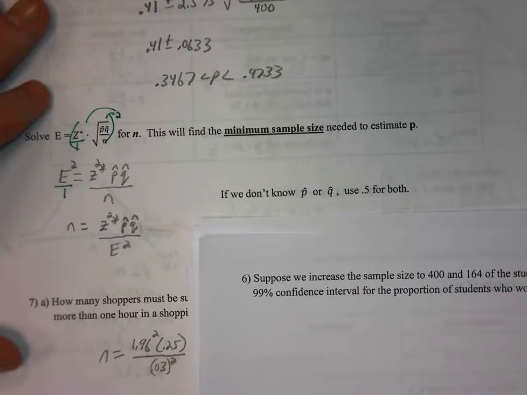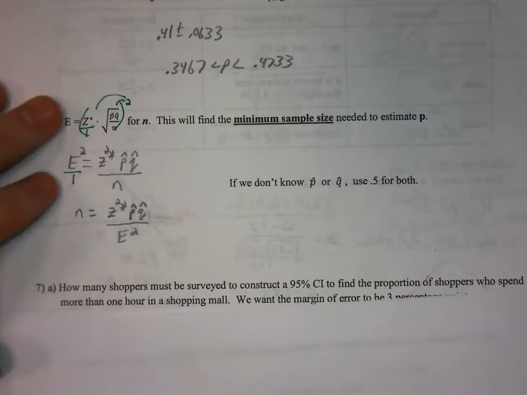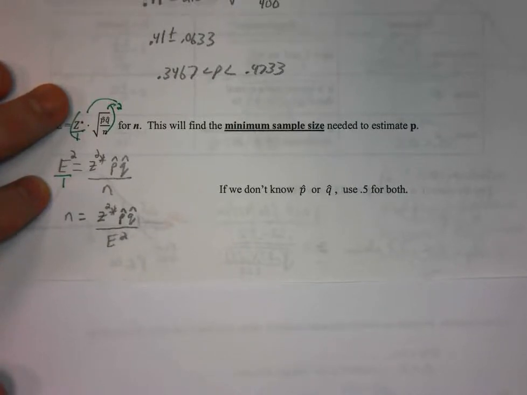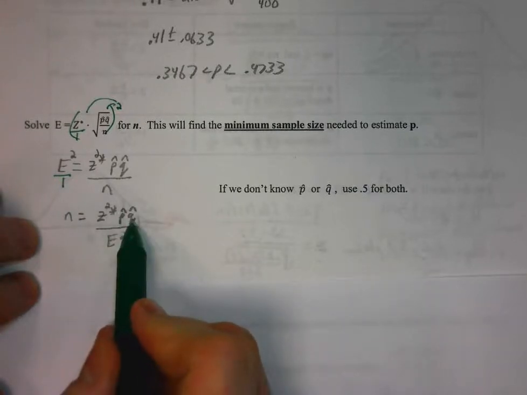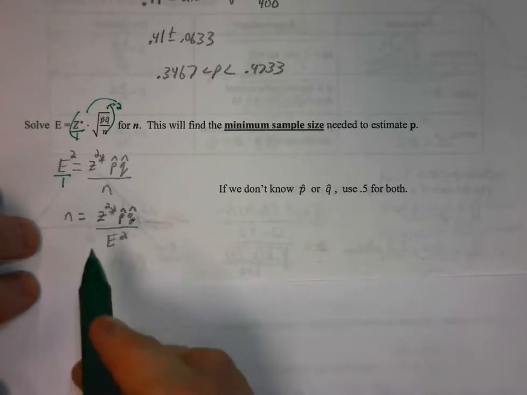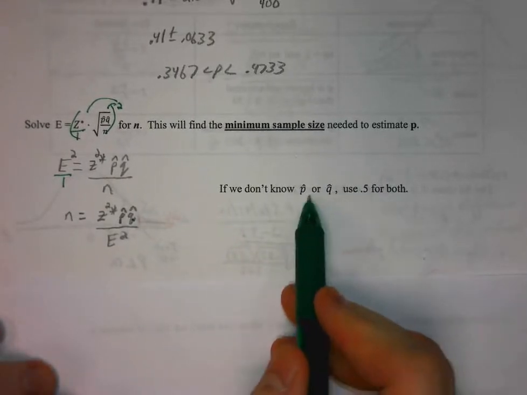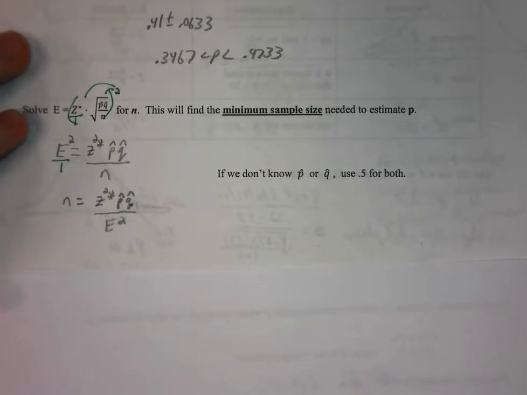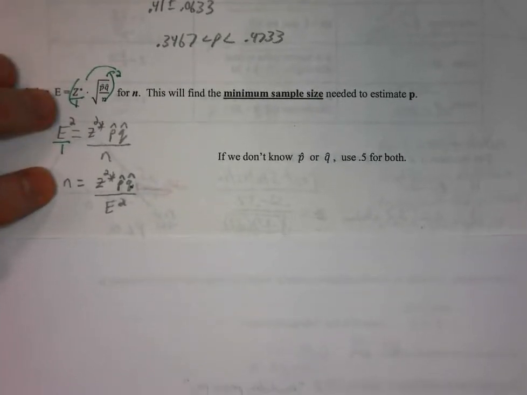If you don't know p hat or q hat, then use 0.5 for both. Without going through the explanation of that, the explanation will be in the textbook, but basically that allows you to be the safest for your estimate. If p hat and q hat are 0.5, that's 0.5 times 0.5, which is 0.25, compared to something like 0.1 and 0.9, which would be 0.09 when you multiply them. So 0.5 for p hat and q hat, if you don't know what the values are, to be as conservative as you can. That is the equation that will help you find the minimum sample size to estimate p.